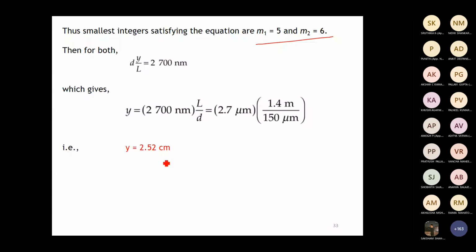Yes, sir. Yes, Kushi and Divyansh, you are correct. 2.5 centimeter is right.